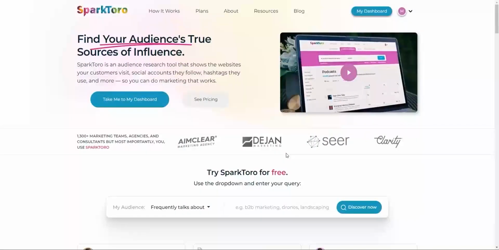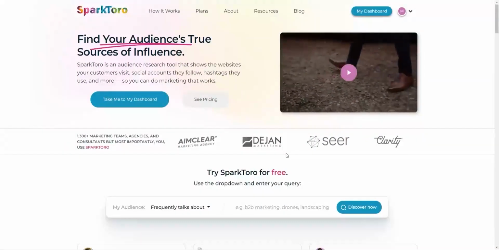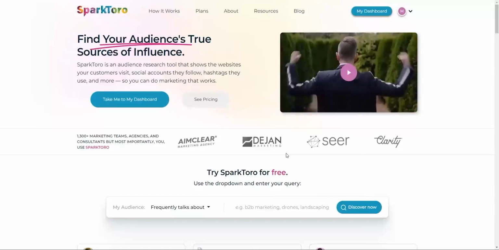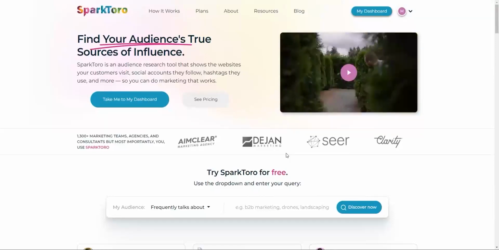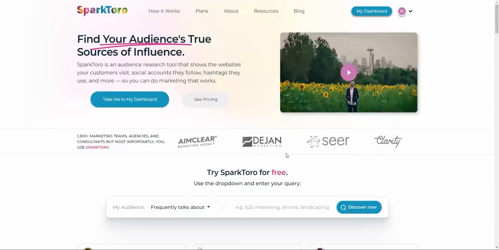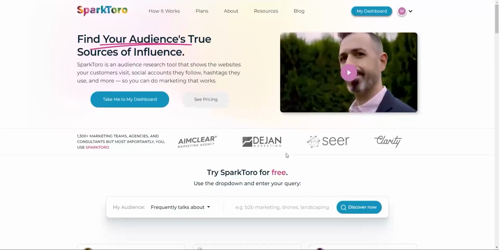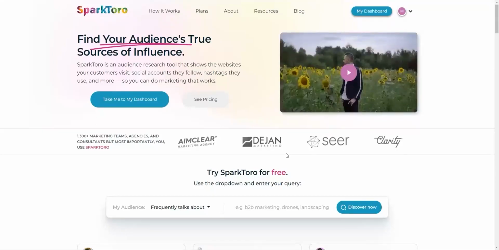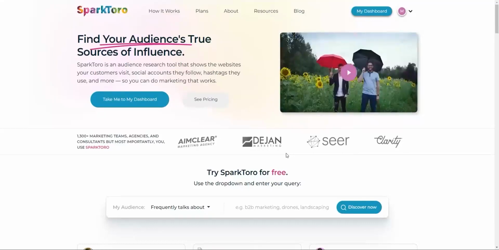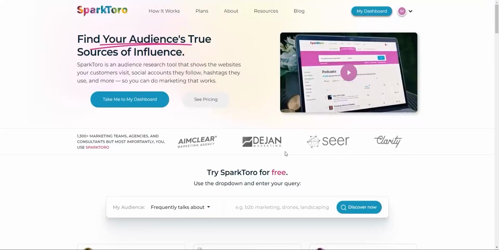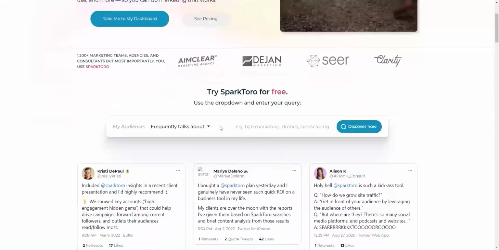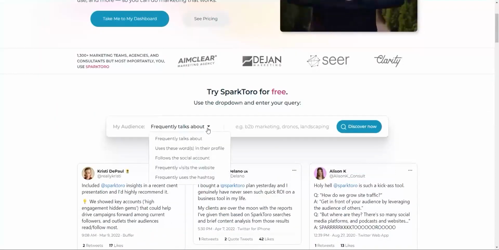So I'm gonna walk you through SparkToro, which is a tool I use when I'm developing my marketing strategy and market research. SparkToro uses data from social media accounts such as Twitter, YouTube, LinkedIn, and some other ones to develop audiences.